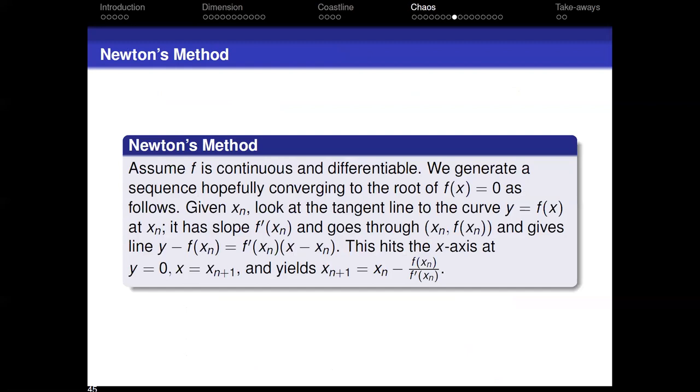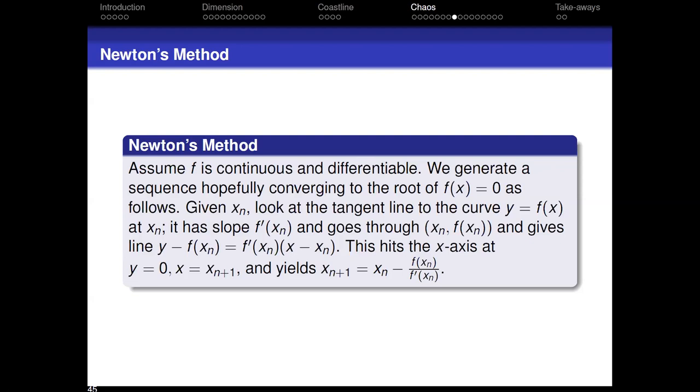Newton's method is far better. And the reason it's better is it uses more information about your function. It uses differentiability. And one of the big things you should learn from a calculus class is that locally, every nice function is a straight line. Every differentiable function locally is a straight line.